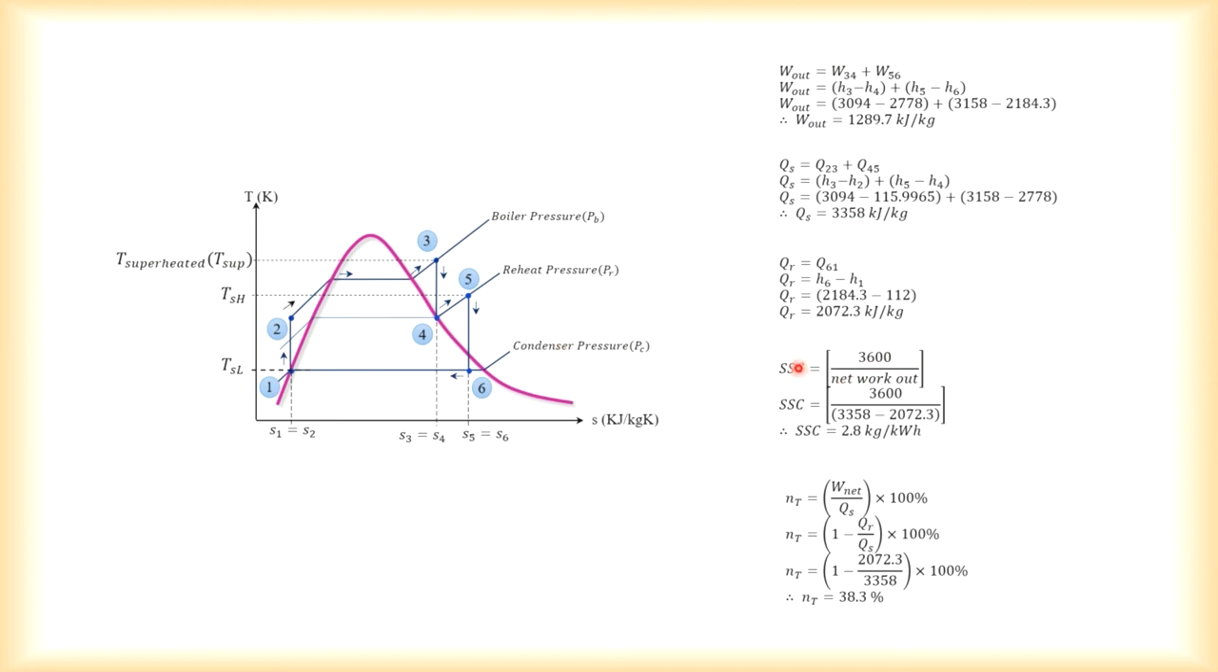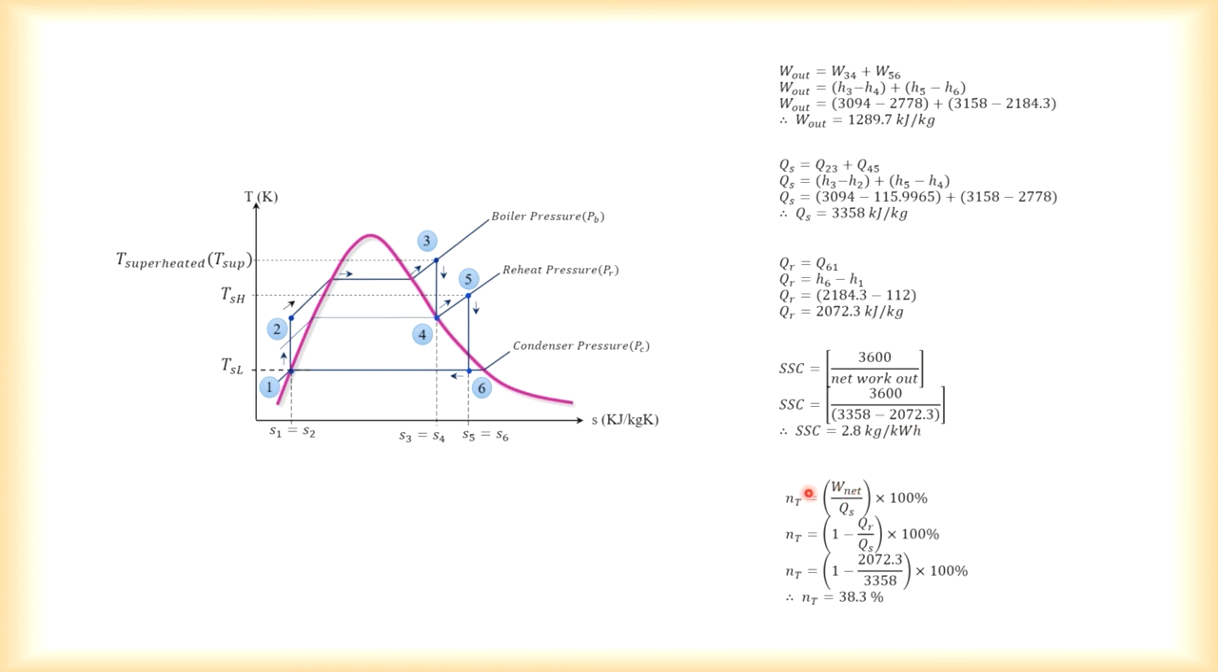So your SSC will be based on 3600 divided by net work out. How to find net work out? You can take heat supply minus heat rejected, or work out minus work in. So your SSC, specific steam consumption, is only 2.8 kilograms utilized to generate 1 kilowatt power in 1 hour.